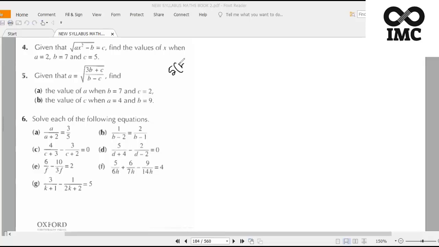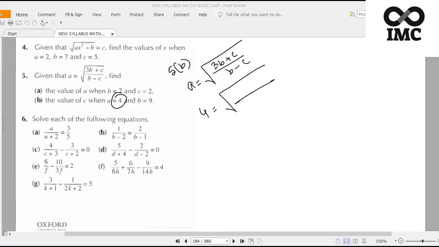Now question 5b. 5b says a equal to root over (3b plus c) by (b minus c). Here a is 4, so 4 equal to root over (3 multiplied by 9 plus c) divided by (9 minus c), where b is 9. Now do the square. So 4 square is 16 equal to 3 nines are 27 plus c by 9 minus c.